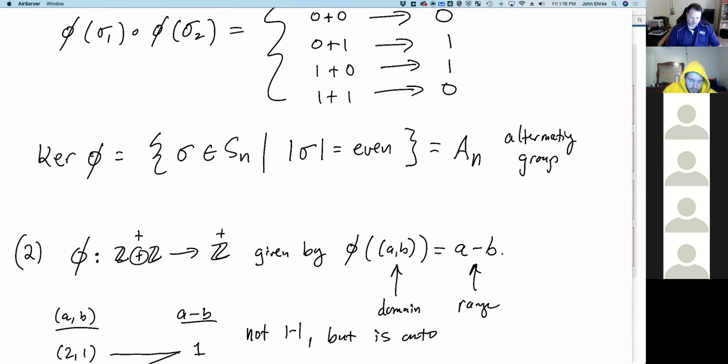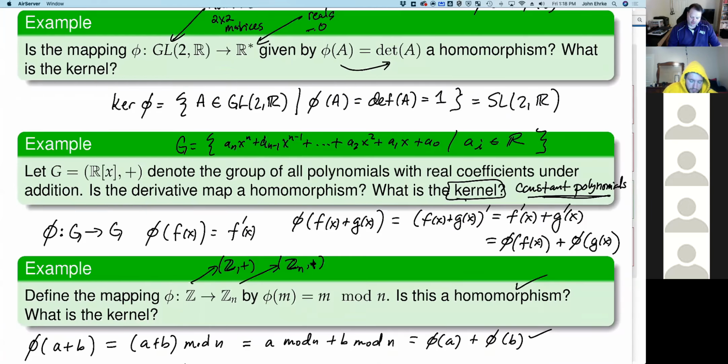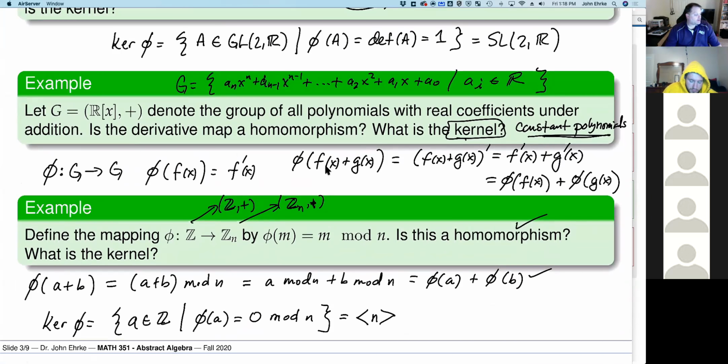That technically forms a group, but we don't know that one as well. This one's a group. If we go back to the other examples, we know the cyclic subgroup is a group. We know SL2R is a group. All of our kernels have been groups so far. The set of constant polynomials is a group.